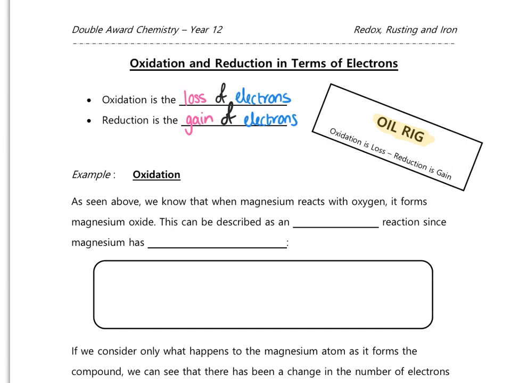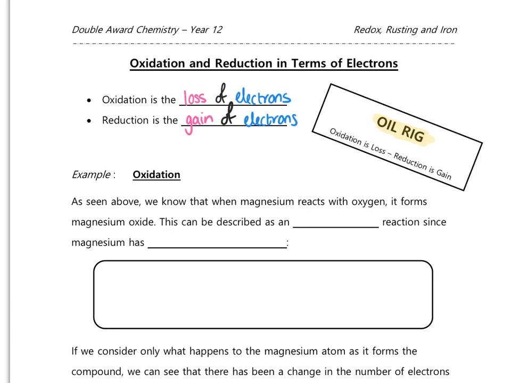But this works for electrons: oxidation is the loss of electrons, reduction is the gain of electrons. Think of OIL RIG. Essentially, if an atom or ion loses electrons, we call that oxidation. If an atom or an ion gains electrons, we call that reduction.